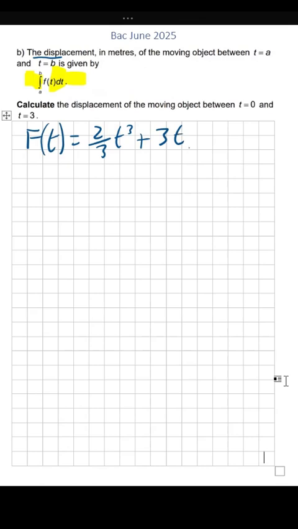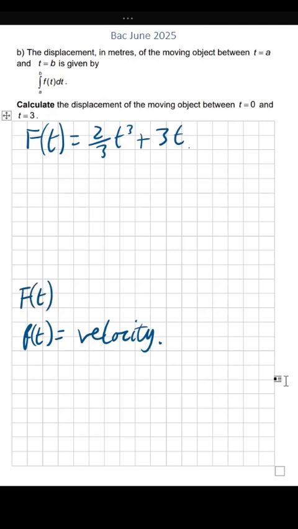There you go. Now, let's have a look at this second part of it. This time we're being asked for the displacement. We said before that they gave us f of t and told us that was the velocity, and so what we're looking for here is the primitive. Capital F of t is going to be the displacement. When I see displacement, I know that it is the primitive in relation to the velocity. So I know that I'm looking for my primitive. Well, isn't that great?